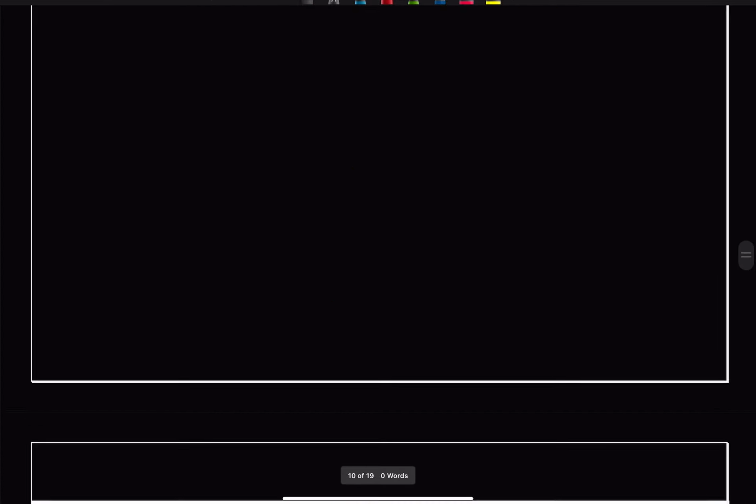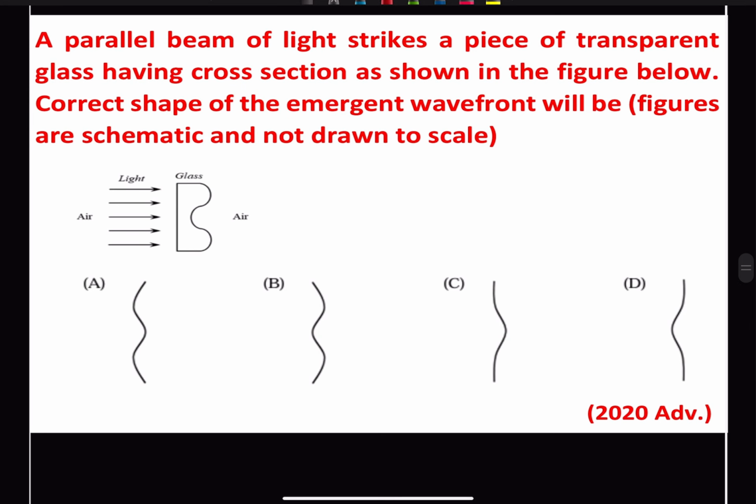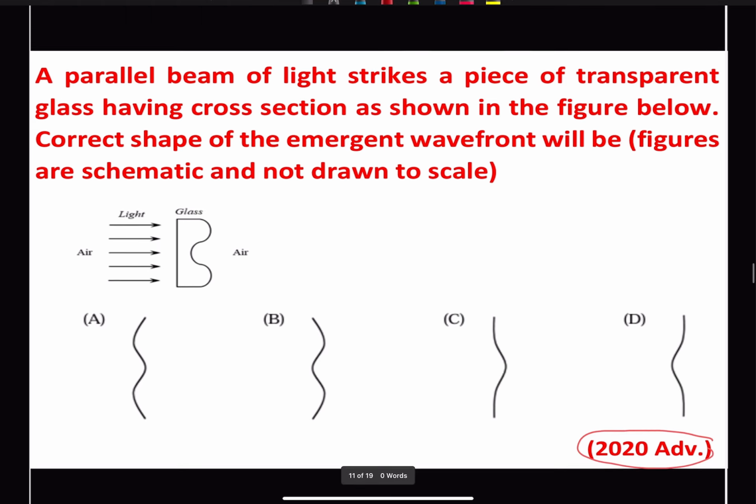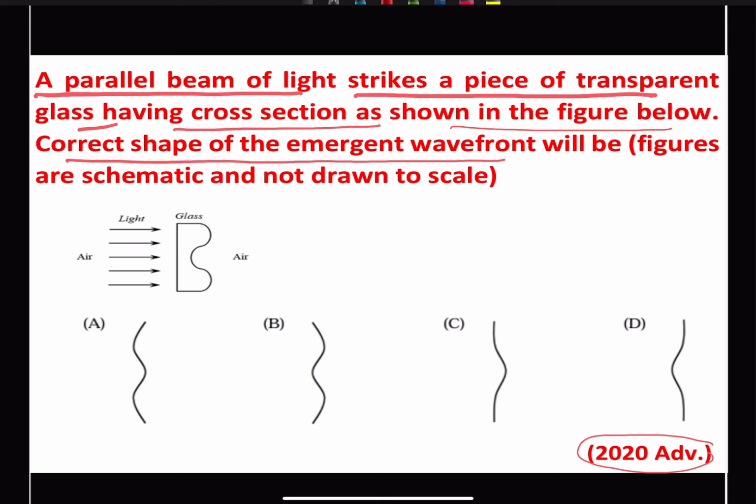Next question. It was asked in the year 2020 Advanced, and this question is more or less based on concept. It states that a parallel beam of light strikes a piece of transparent glass having cross section as shown in the figure below. The correct shape of the emergent wavefront will be. Figures or schematics are not drawn to scale.